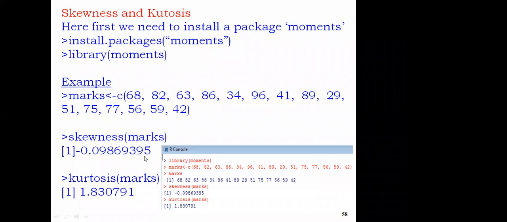So this is the same example. Now here you see library within the bracket moments. Just type library moments, then it will work in your R console. Then marks within the bracket, the values are there, and then skewness of marks, and then kurtosis of marks. So this is the value for skewness, 0.09869395, and this is the value for kurtosis.